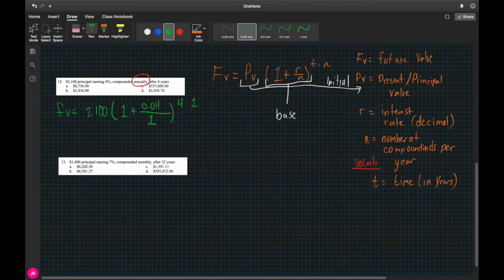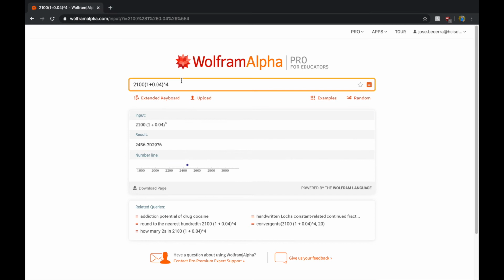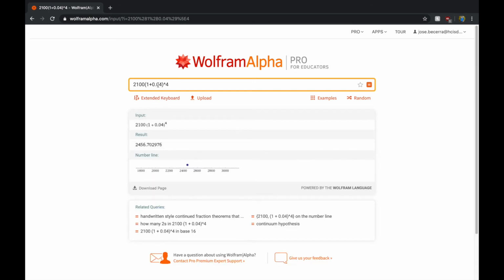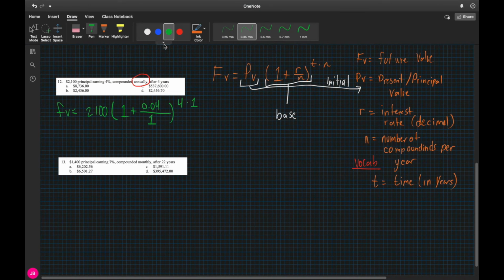Now that we have our formula set up, all we need to do is plug it in somewhere like Wolfram Alpha. And as you can see, I have it plugged in here. Now there's no divided by 1 or times 1 because it's not needed since it's annually. And the answer that we get is 2456.7, which would be answer choice D.